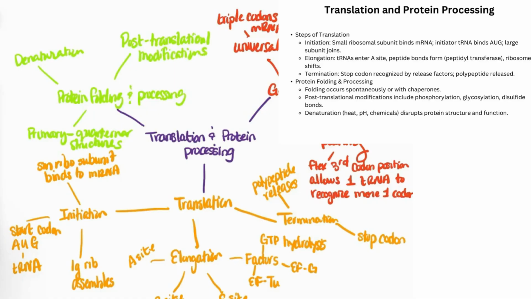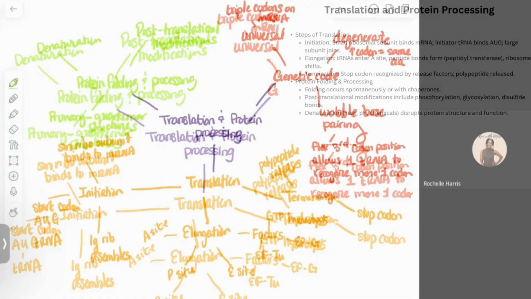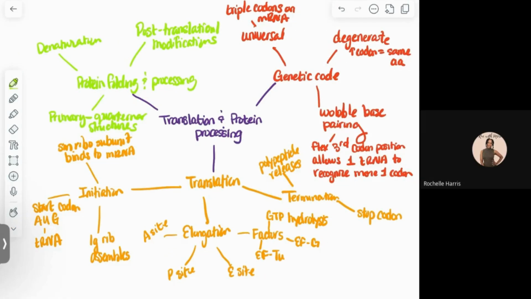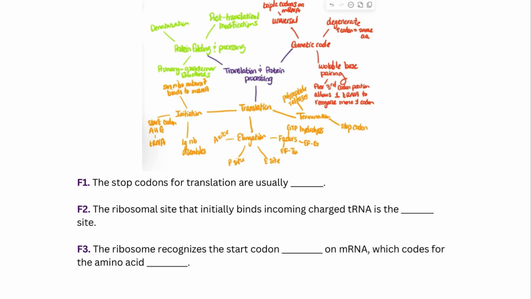We can go to our notes, where on our second point, post-translational modifications include phosphorylation, glycosylation, and disulfide bonds. So those are our three branches: genetic code, translation, and protein folding and processing. We're going to go over our last few slides.